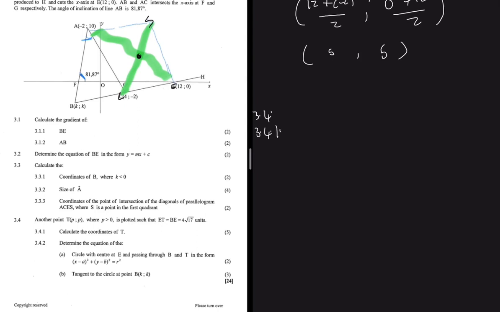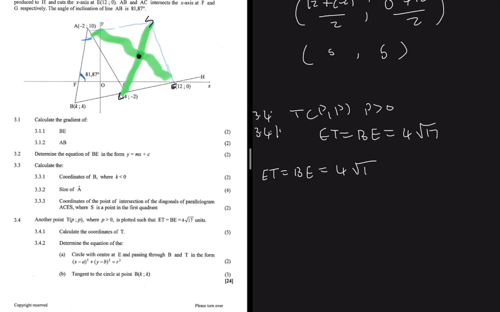3.4.1 says another point T, which is made out of p and p, where p is greater than 0, is plotted such that ET equals BE equals 4 square root of 17. The first question says, calculate the coordinates of T. These kind of questions seem tricky, but what you have to do, like I always advise, is to stick to the basics. Start with the information you know and try to move towards finding out what you don't know. We are told that ET equals BE equals 4 square root of 17.